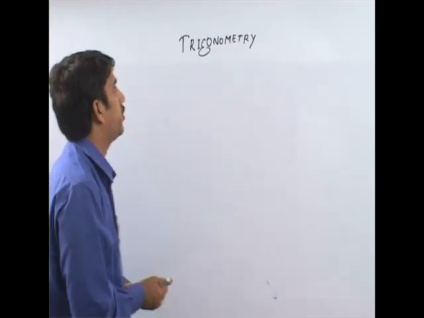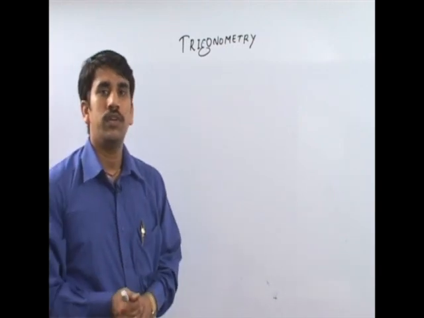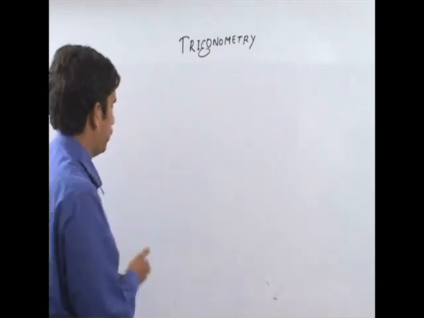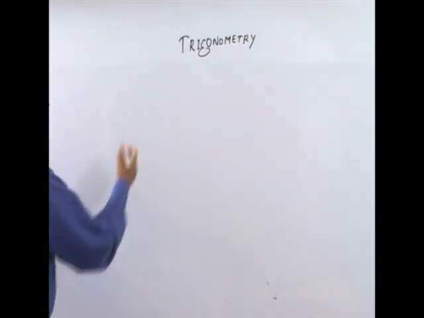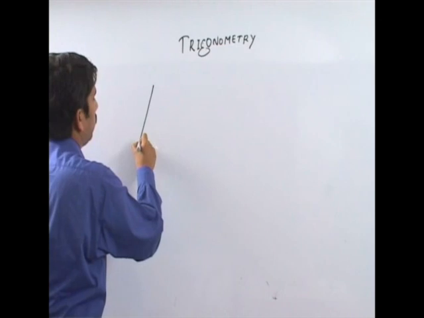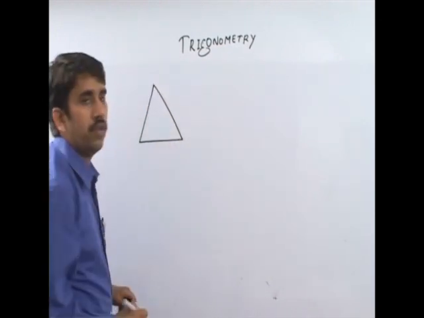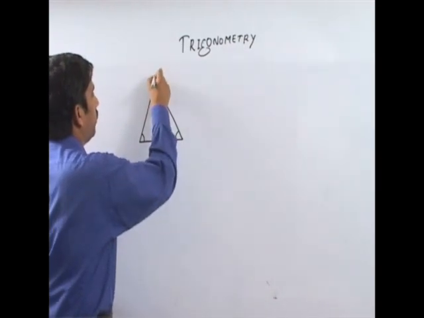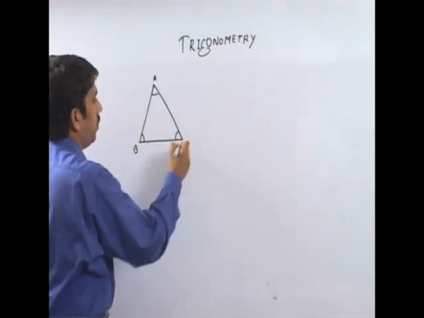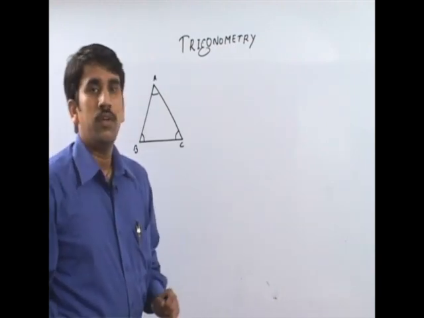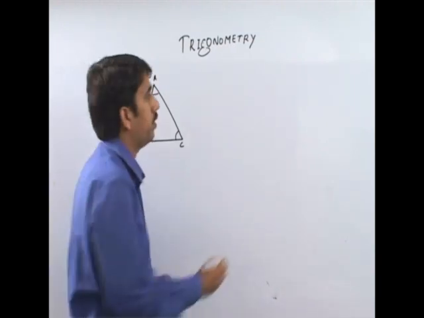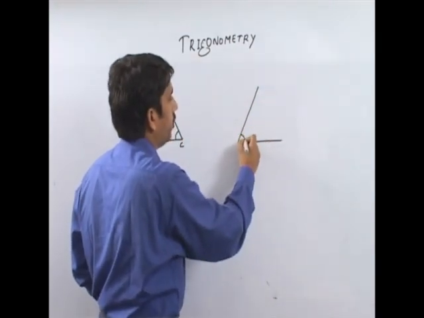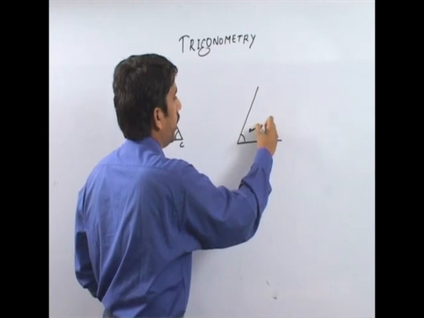Trigonometry is a study of the relationship between triangles, sides and angles. These are angles and these are sides. Before this, we will know what an angle is. If we draw two lines, then this measurement is called an angle.